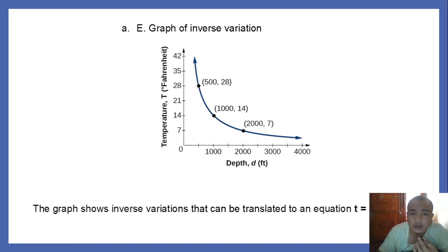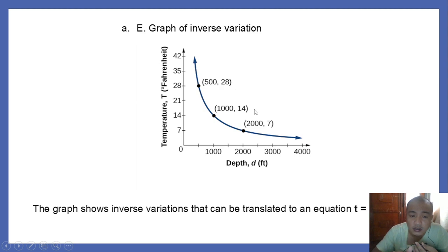Now let's have another graph here. This is a graph different from the given table. It involves depth in feet and temperature in Fahrenheit. So we have some of the values. If the depth is 2000 feet, the temperature is 7. So as you can see here, as x decreases, y increases.